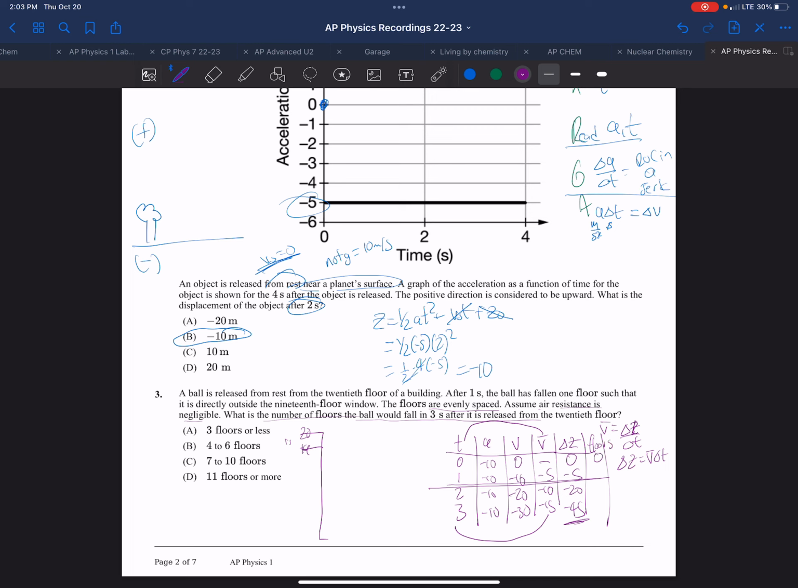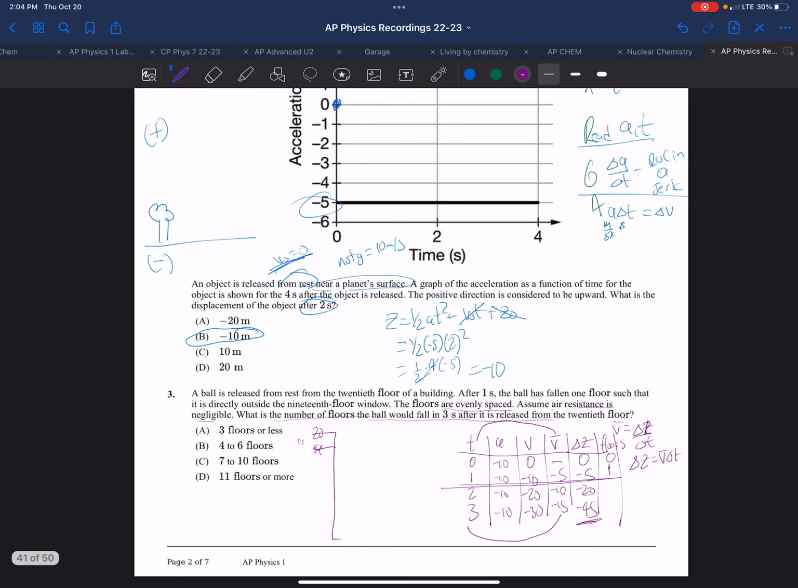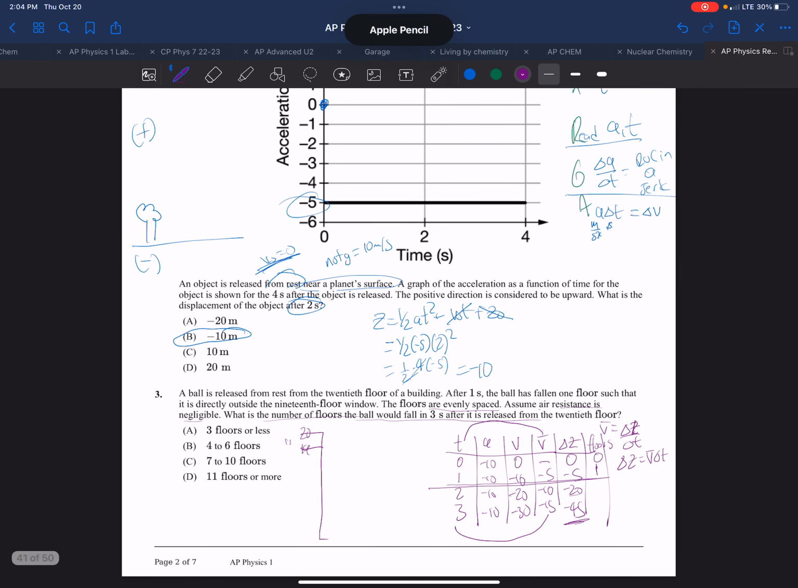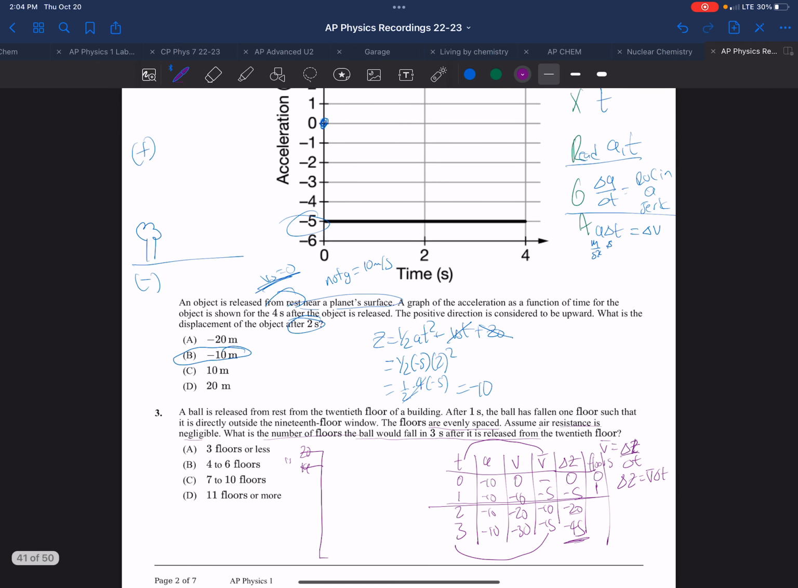So 5 meters is 1 floor. Then 20 meters would be 4 floors. And 45 meters divided by 5 would be 9 floors. So we're looking at the 7th to 10th floors. And again, what we did is we took this total displacement divided by 5 meters, which is 1 floor. So that would give us 4 floors, and that would give us 9 floors.